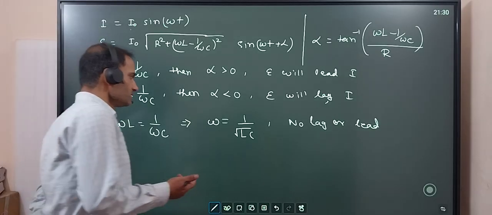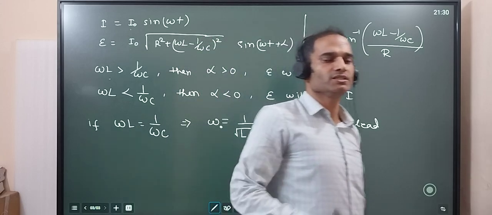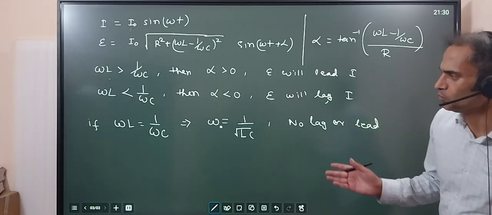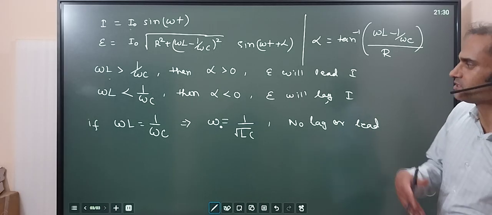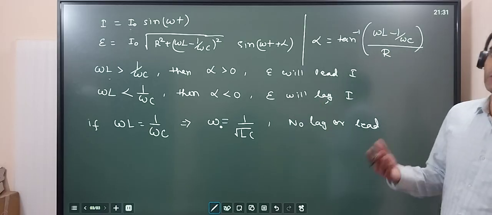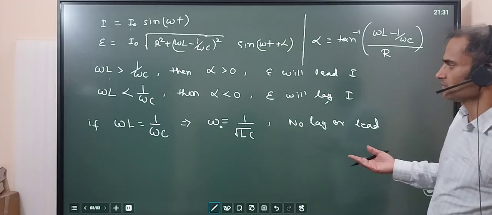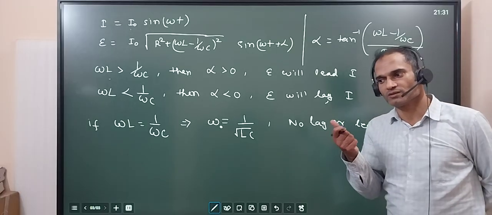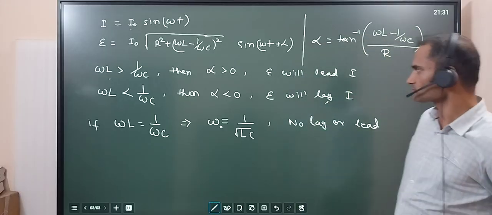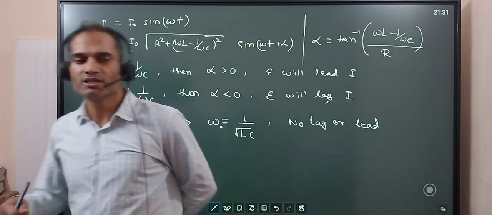At this particular angular frequency omega naught, omega L and 1 by omega C cancel out. The voltage across the capacitor and the voltage across the inductor will be simply opposite of each other and cancel out. If one of them is consuming power, the other will be expending power, and all the voltage will appear across the resistor.